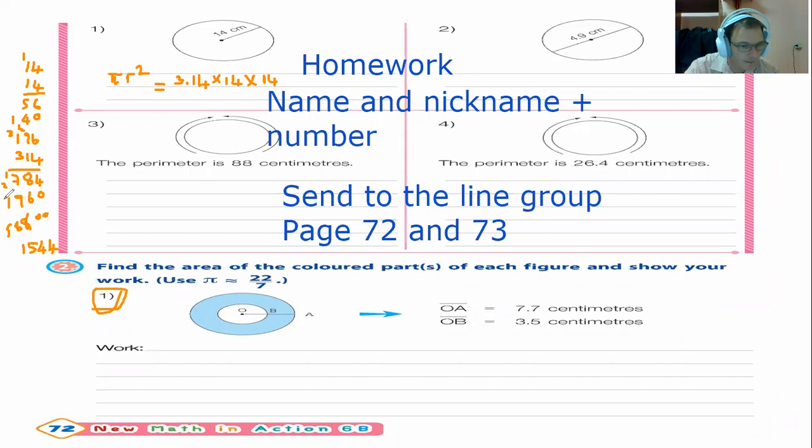One. I'm marking something here. 1, 2, 3, 4, 5. 1, 2, 3, 4, 5. Should be okay now. 2 decimal places. So then we have 615.44 centimeters squared as our answer.